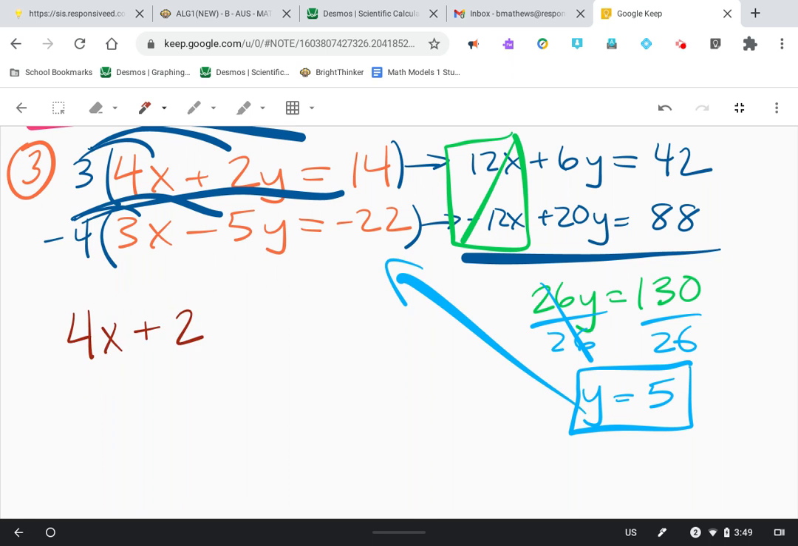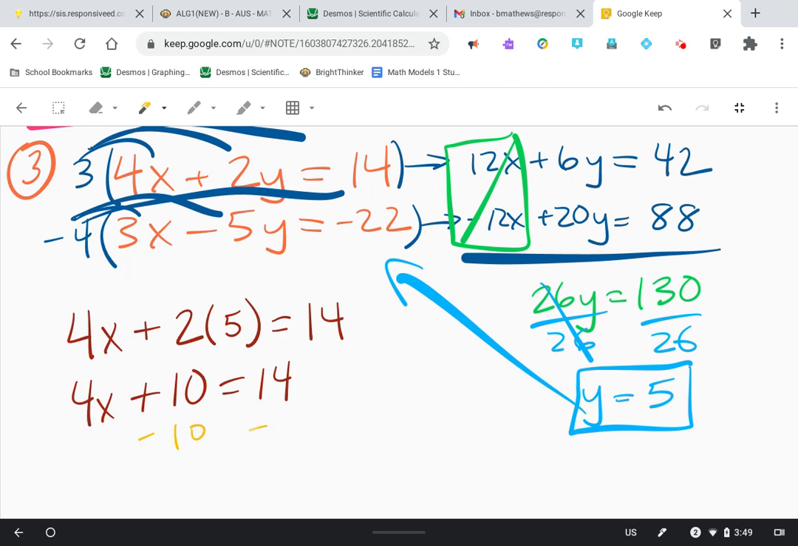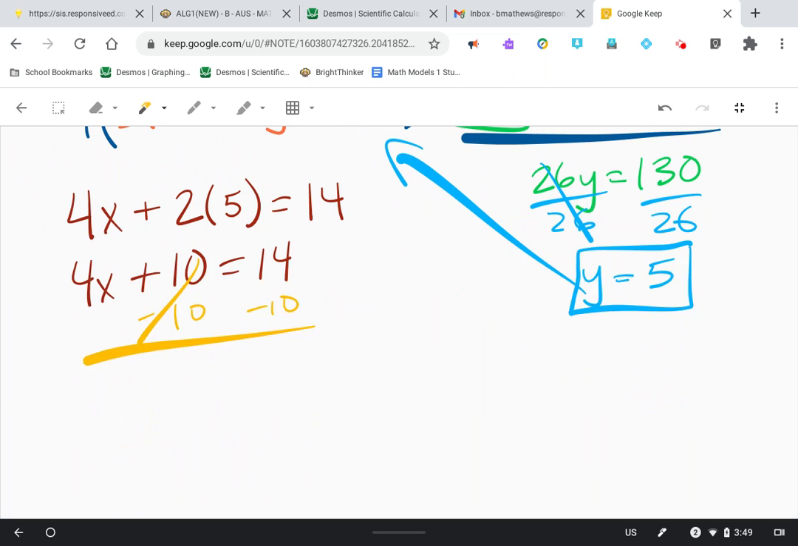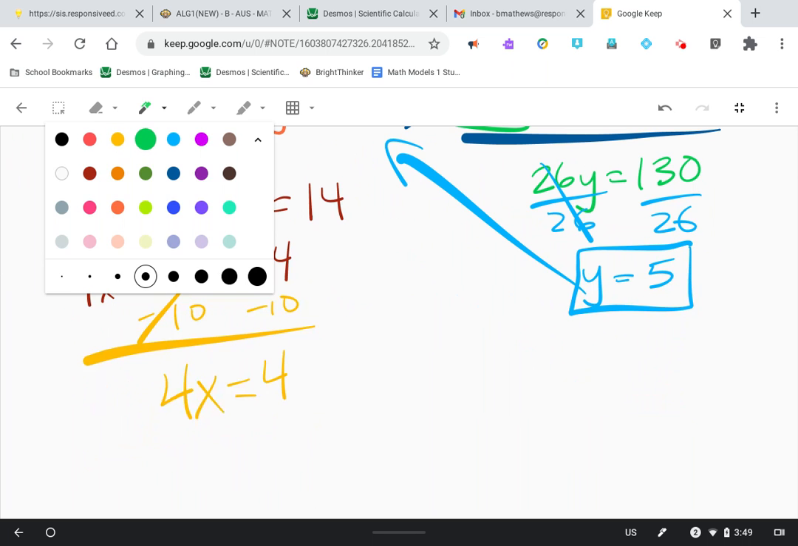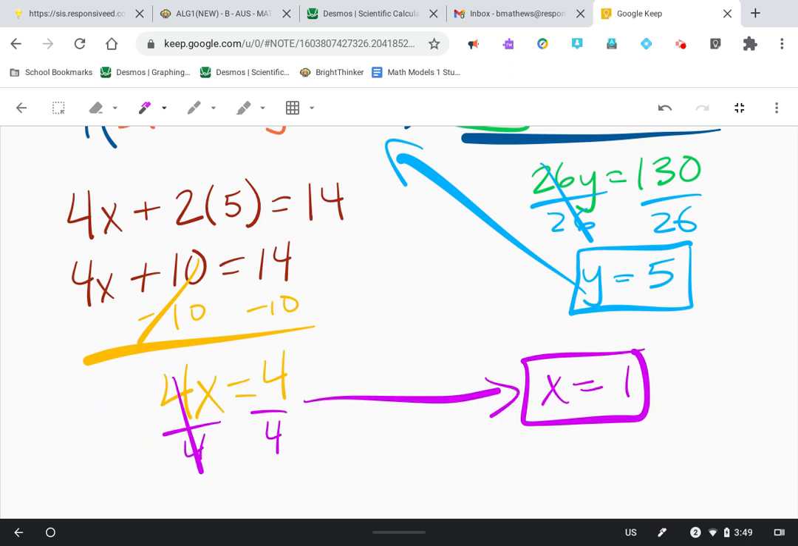4x plus 2 times 5 equals 14. 4x plus 10 equals 14. Minus 10 from both sides. 4x equals 4. Divide both sides by 4. And we get x equals 1, or (1, 5) as our final solution.